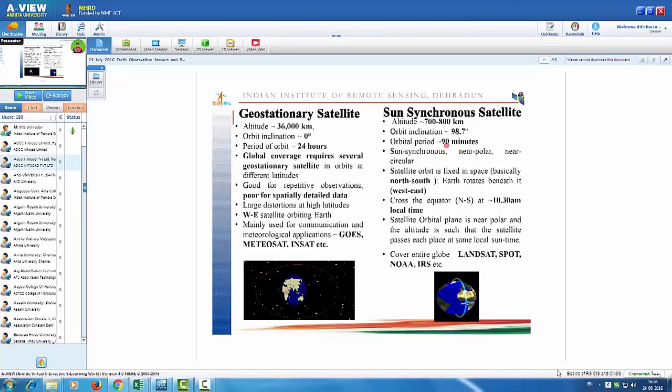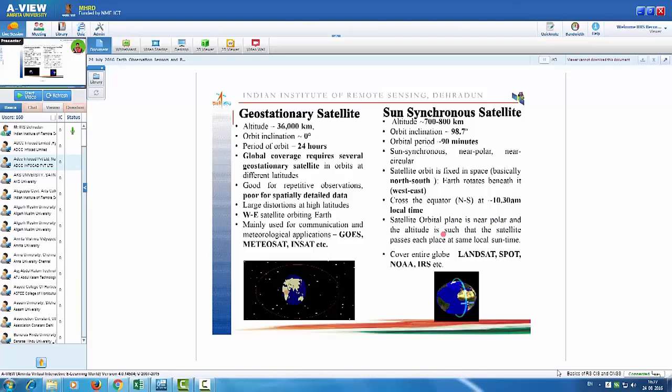Normally you can calculate by yourself also by using the simple equation mv square by r is equal to mg. If altitude of the satellite is given, then you can calculate the time period also. It is normally called sun synchronous, near polar, near circular. And the satellite orbit is fixed in space, basically north to south, and Earth rotates beneath it. I have given you the example that Earth is rotating like this and the satellite is revolving from North Pole to South Pole. Because of rotation of Earth and revolution of the satellite, the whole Earth data gets acquired. And normally it crosses the equator at local time, maybe 9 a.m., 10 a.m., 10:30 a.m.